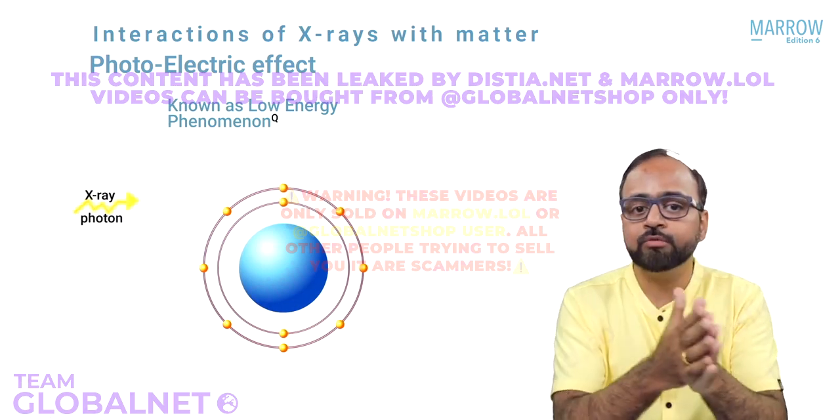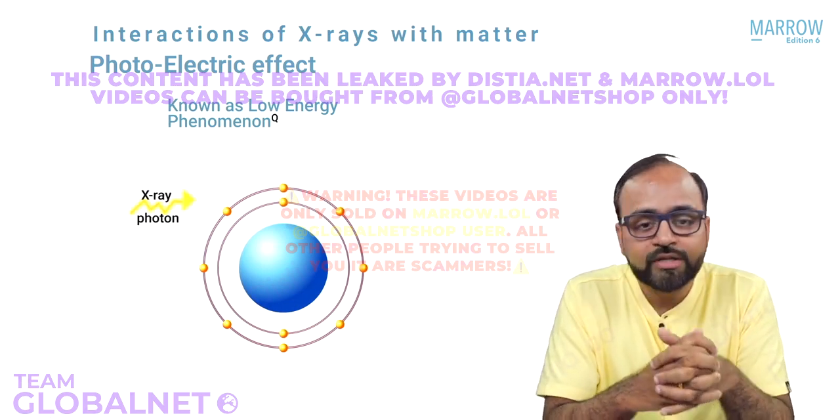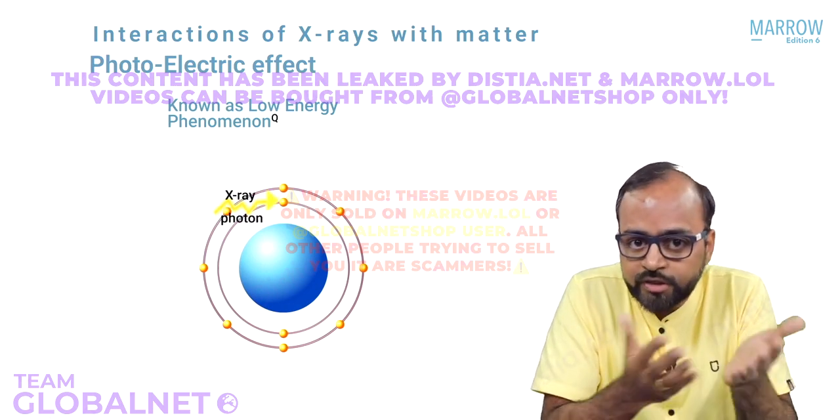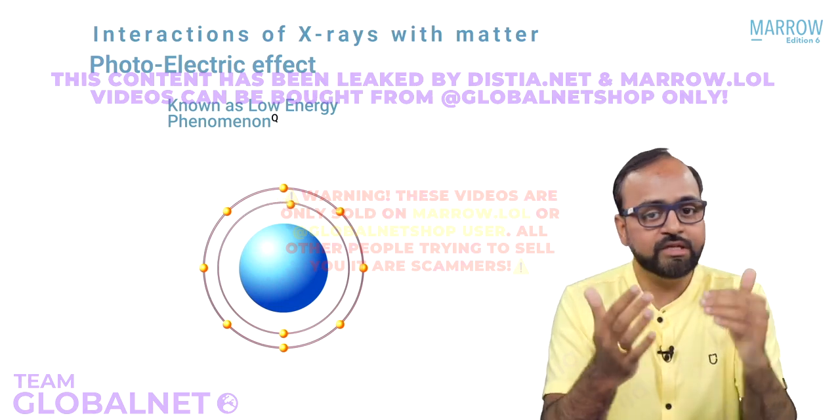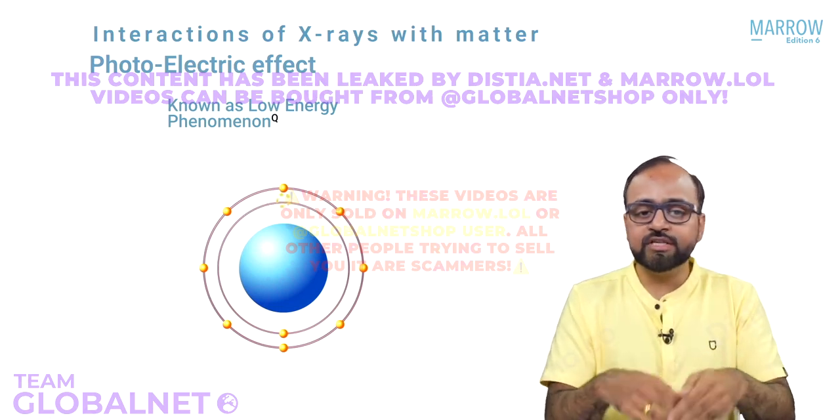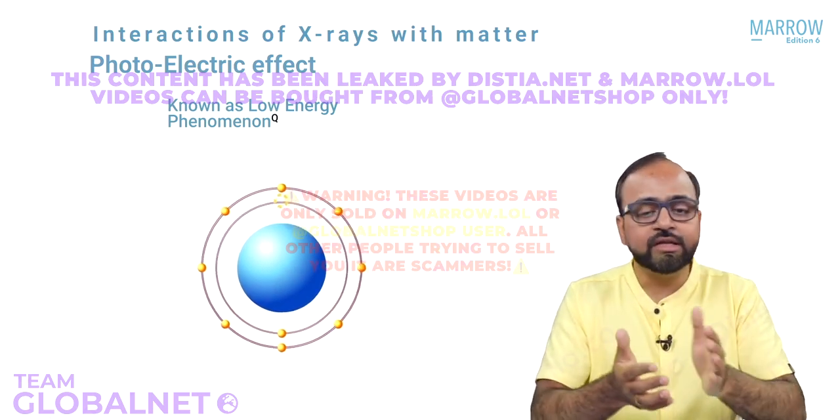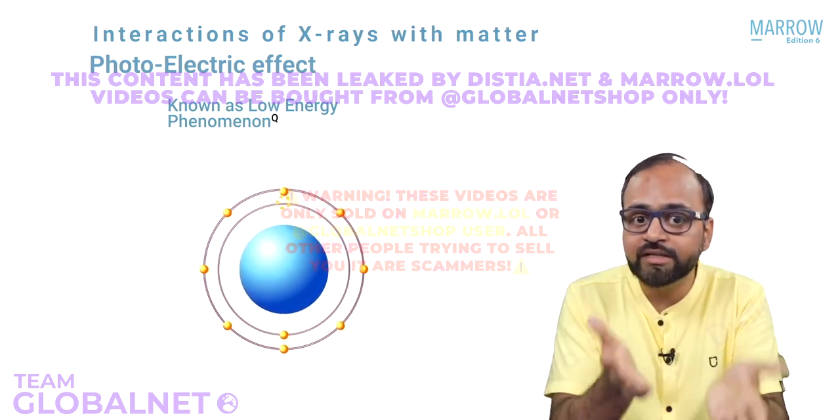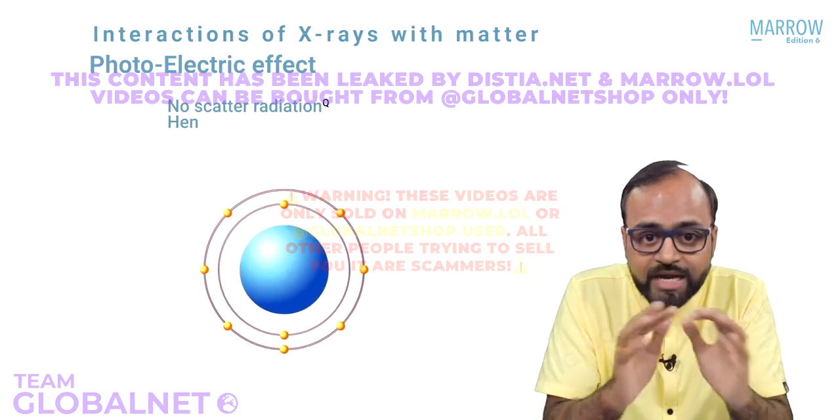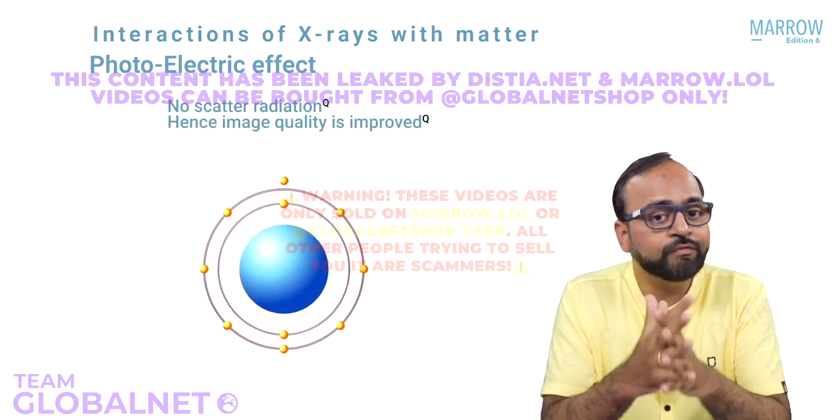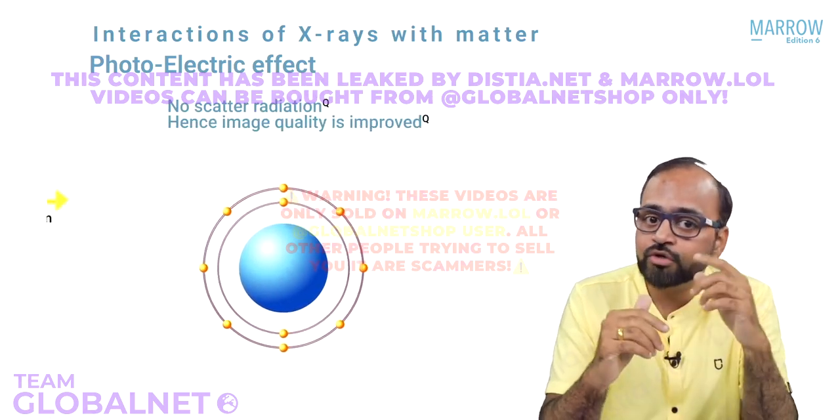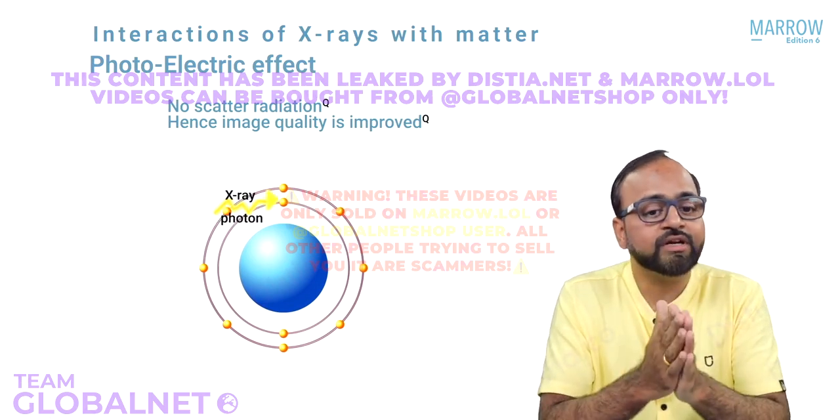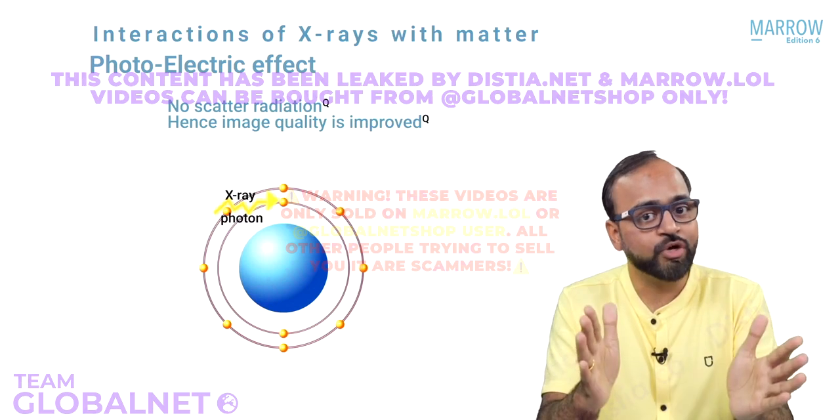What is the outcome? Do you remember in Compton effect I showed you there is a deviation of the X-ray beam, so scatter radiation, which causes image blurring. Here what is happening to the X-ray beam? When the X-ray beam hits the electron, it gives up all its energy. The X-ray beam has disappeared, right? Will there be any scattering therefore? There will be no scattering in photoelectric effect. Because of scatter radiation, Compton effect causes image distortion, image blurring. Photoelectric effect improves the overall image quality.